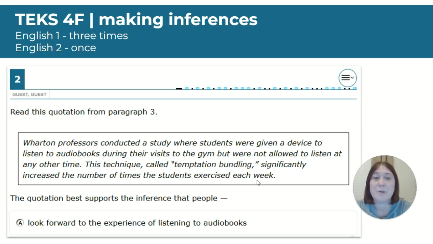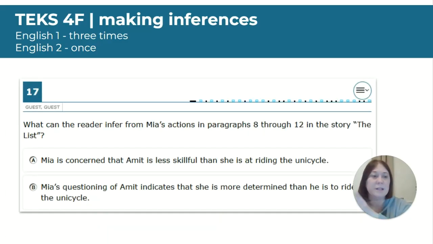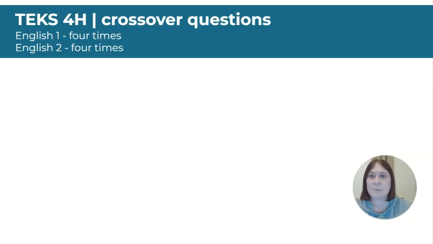So here we have students looking at a quotation, and this time it actually says just very directly the quotation best supports the inference that. I think that's really interesting because in the past couple of years, the wording from TEA has been, the reader can infer, or the reader can conclude, the reader can understand. And here on this example, you will see that it is phrased, what can the reader infer? So again, that has been pretty common, as well as what can the reader understand or conclude.